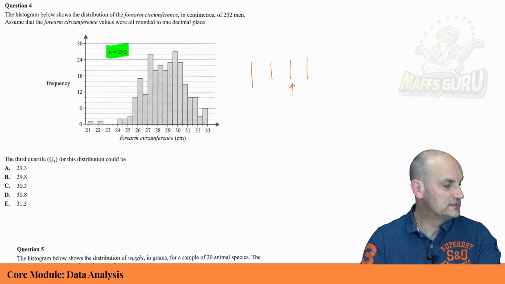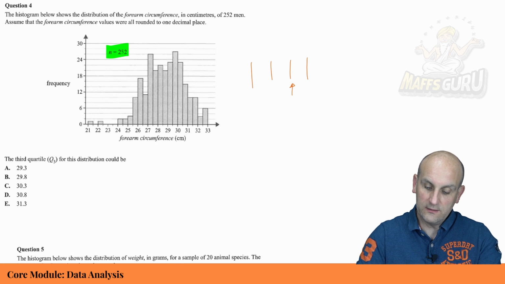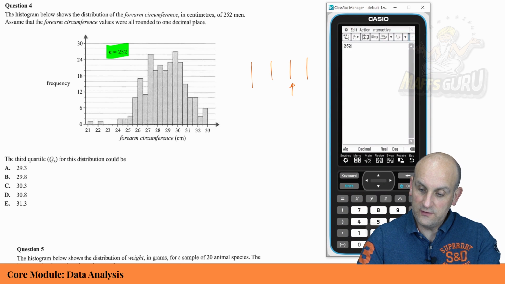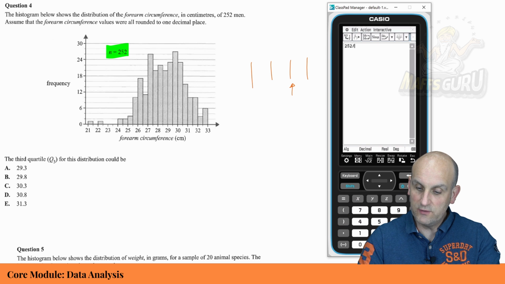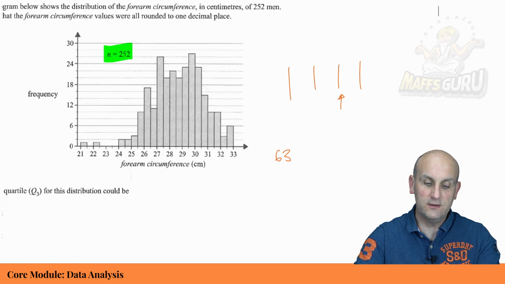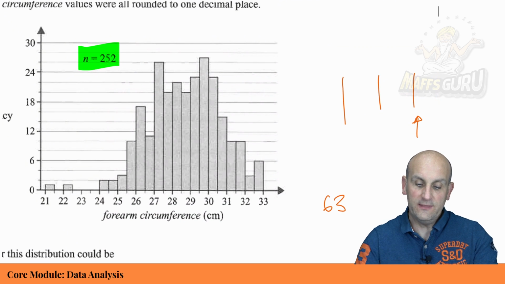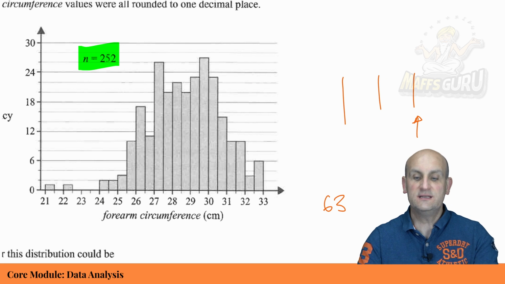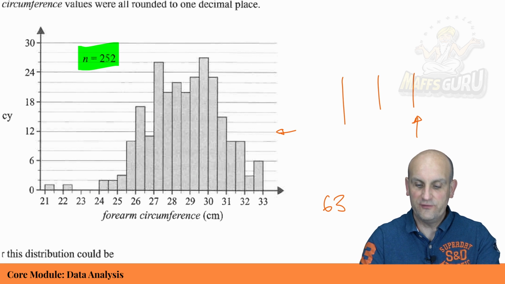What I did firstly was say, okay, we've got 252, and I'm going to divide that by 4. 252 divided by 4 gives me 63. So I'm looking for the 63rd data item. Zooming in just a bit, I had to add all of these together. I'm trying to find the 63rd data item from that end there.